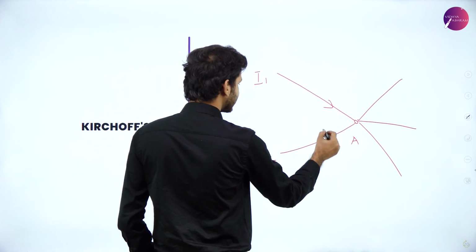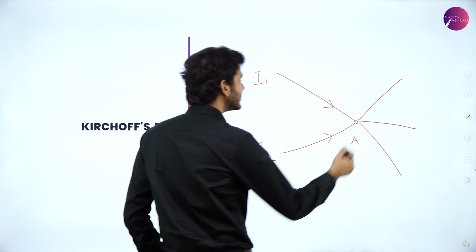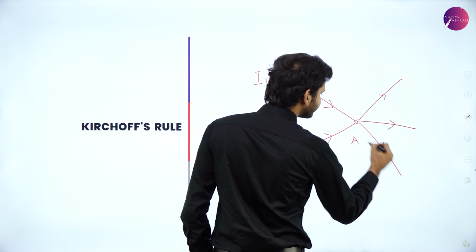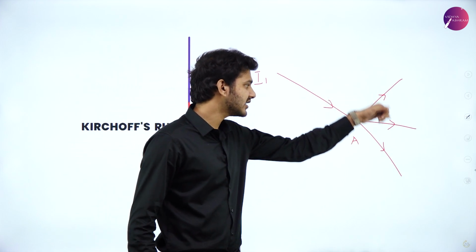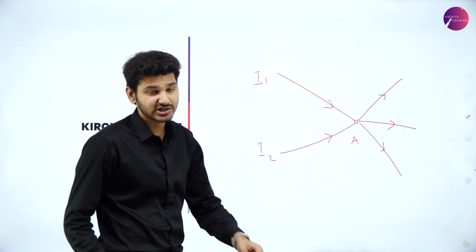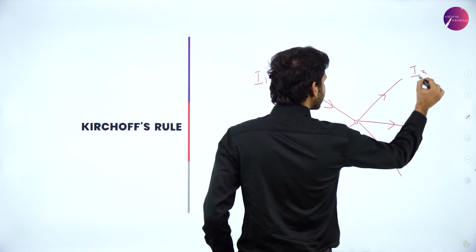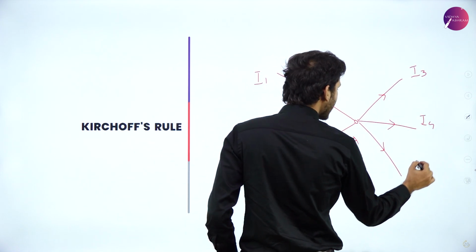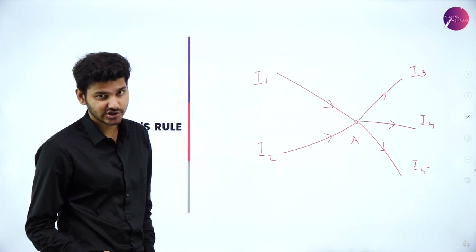Let's say I1 and I2 are entering into a junction, and the output is three ways. I told you current can split. So let's say I have connected three different wires to this particular junction. Then I'll call these connections I3, I4 and I5. That is current exiting from that junction.